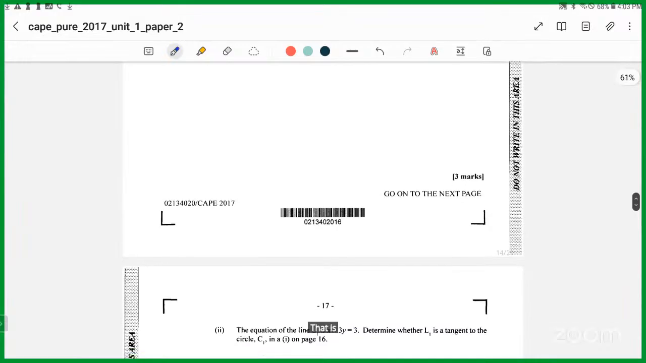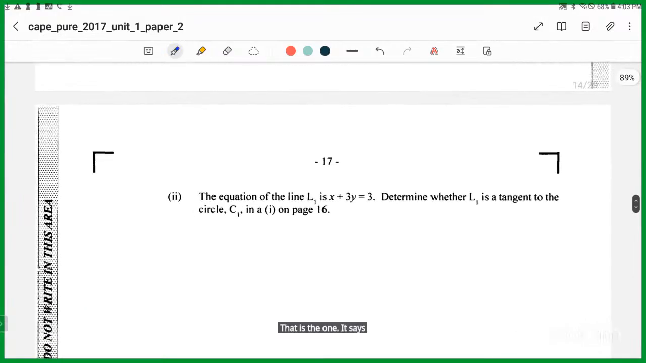The equation of line 1 is given. It says determine whether L1 is a tangent to C1 on page 2. If it's a tangent, we can use the discriminant. We solve them simultaneously, the line equation and the circle, and then we get a quadratic equation, and we can test the b squared minus 4ac. It's a tangent if b squared minus 4ac is equal to 0, because we have equal roots, and equal roots means 1 point of contact, one x value.